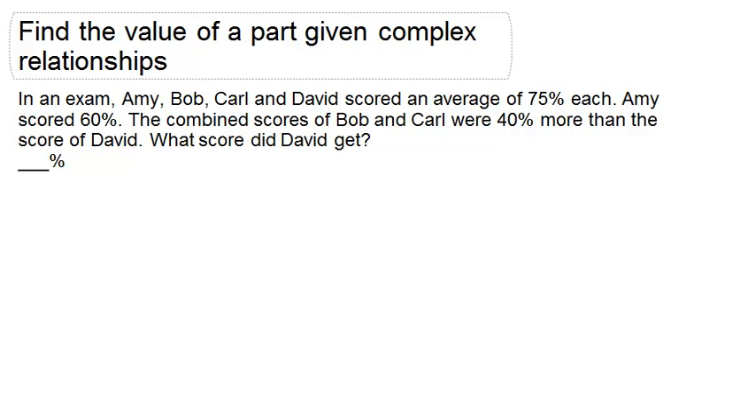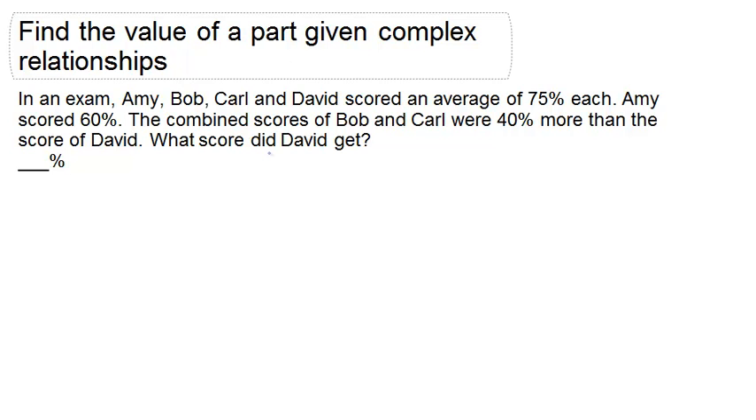Find the value of a part given complex relationships. In an exam, Amy, Bob, Carl, and David scored an average of 75% each. Amy scored 60%. The combined scores of Bob and Carl were 40% more than the score of David. What score did David get?